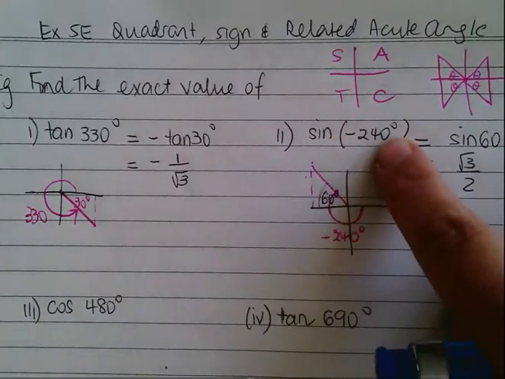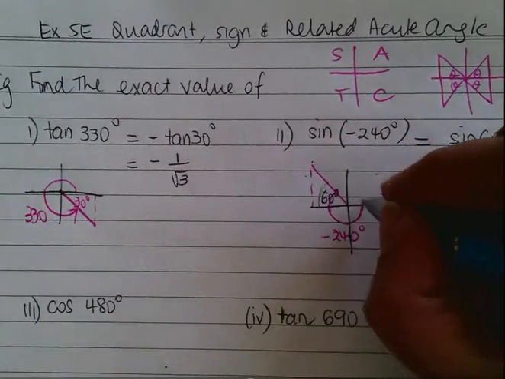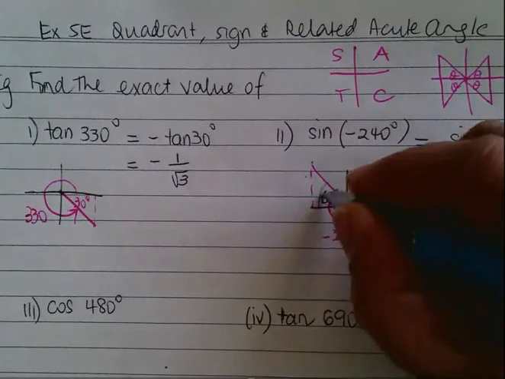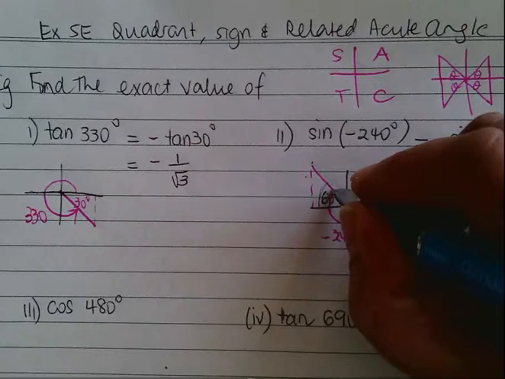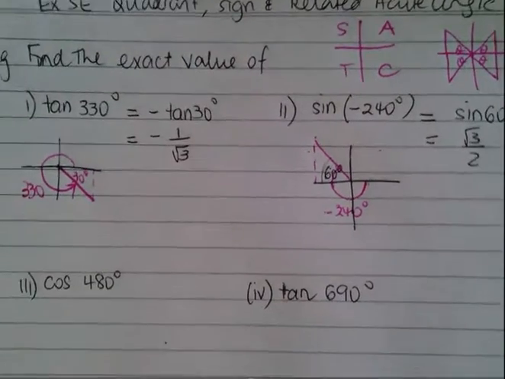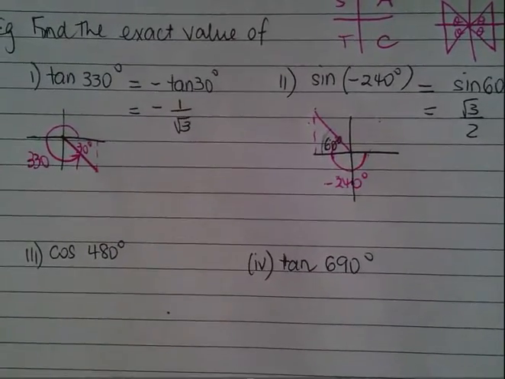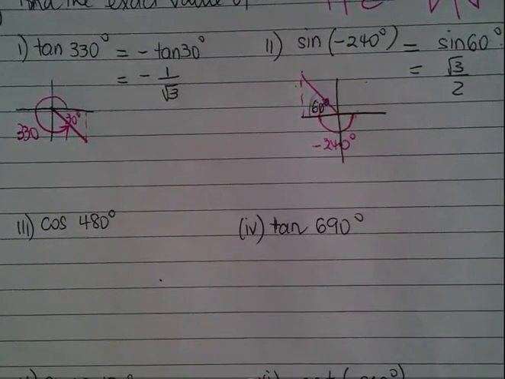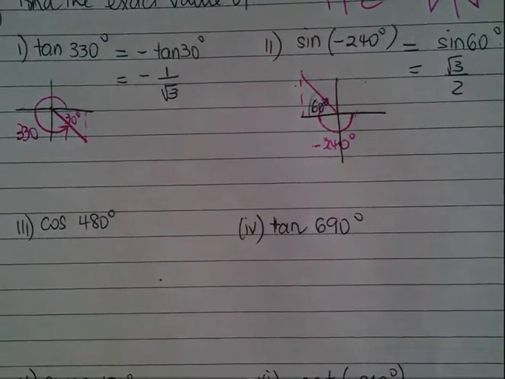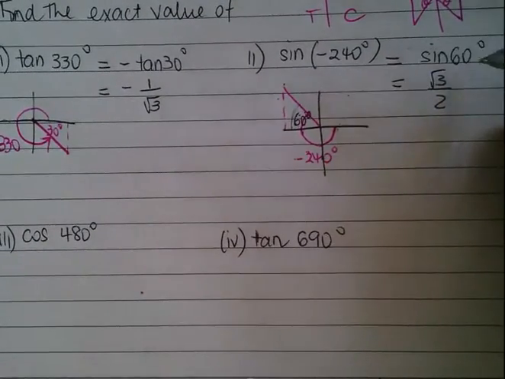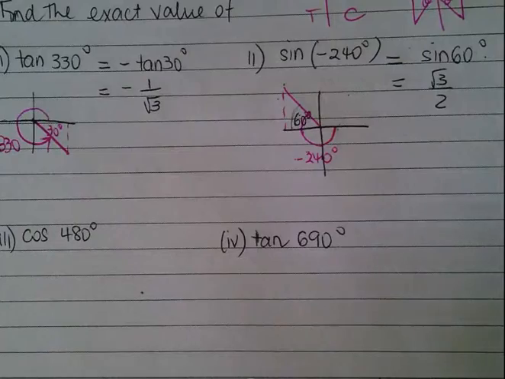So sine of negative 240, instead of going anti-clockwise, you're going clockwise 240. So it's the same as sine 60. Are we okay with that? We'll do some more negative ones, don't worry. When I get to the bottom, I'm going to do a whole heap of negative ones. All right, so the negative is just telling you which way around the circle to go. You're still only interested in positive sine 60 or negative sine 60, depending on the quadrant you fall in.